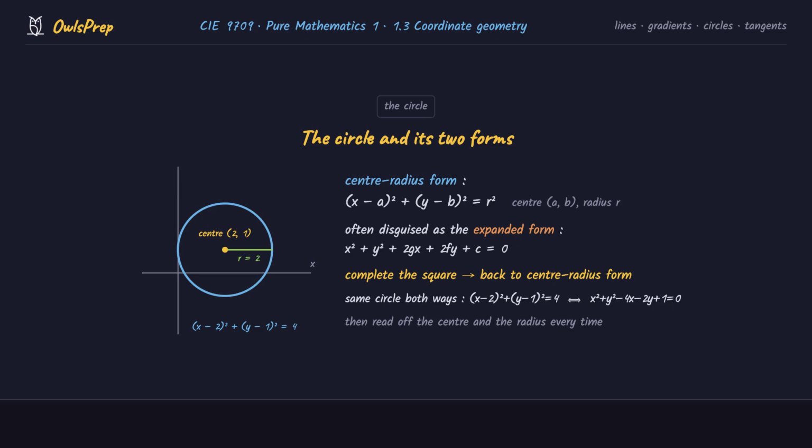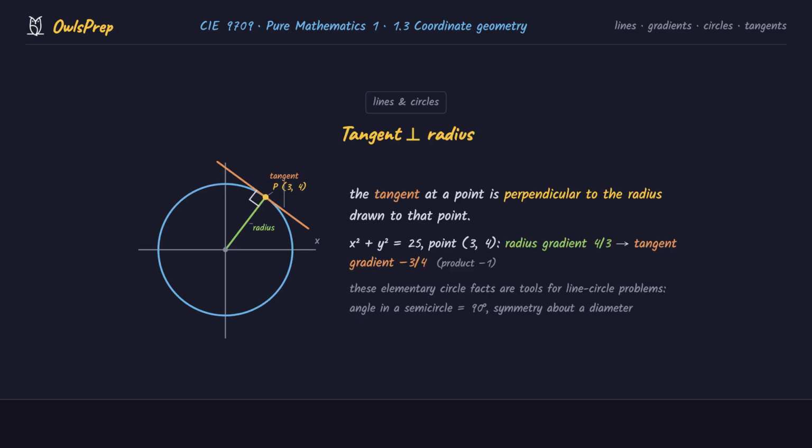To find the center and radius, complete the square on the x terms and on the y terms. That turns it straight back into center-radius form. Do that, and you can read off the center and the radius every time. Now lines and circles together.